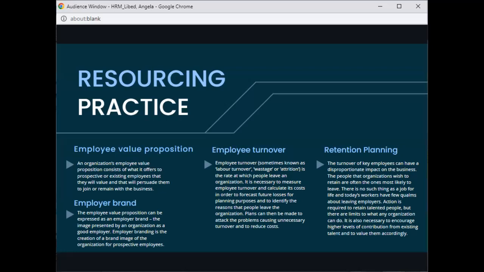Then, next is employee turnover. Employee turnover, sometimes known as labor turnover, wastage, or attrition. It is the rate at which people leave an organization. It is necessary to measure employee turnover and calculate its cost in order to forecast future losses for planning purposes and to identify the reasons that people leave the organization. Plans can then be made to attack problems such as unnecessary turnover and reduce costs.